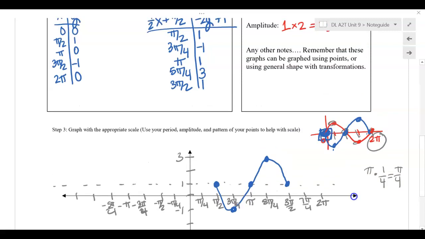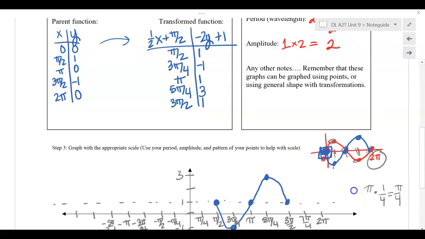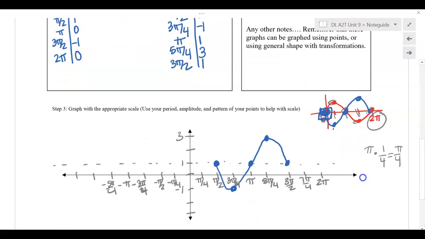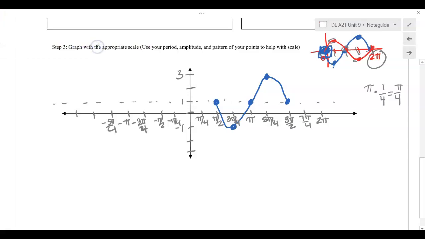So you can do it with points if you prefer to do the same transformations we've always done, or you could use the characteristics of this function, and then you want to continue the pattern so that you know that you can graph at least 2 periods of this function. So there would be another period of this function. Okay. I could continue it again if I wanted to. There's another period. You could go in the other direction.